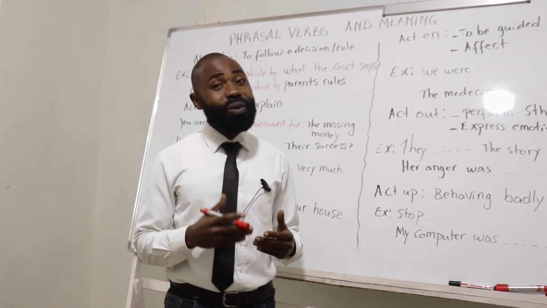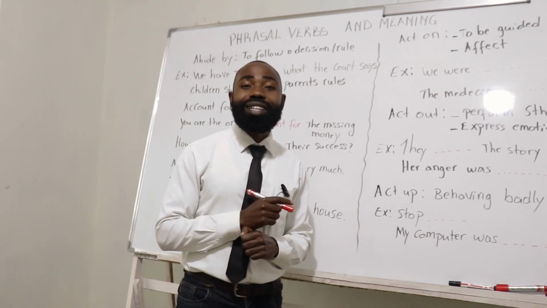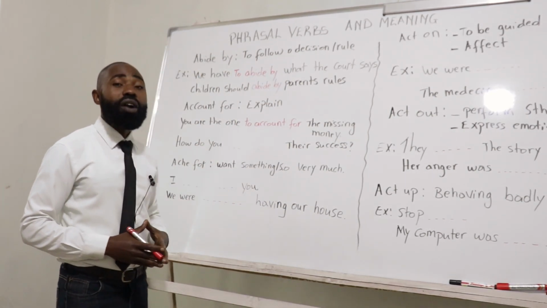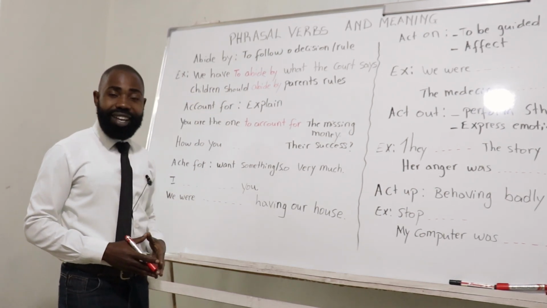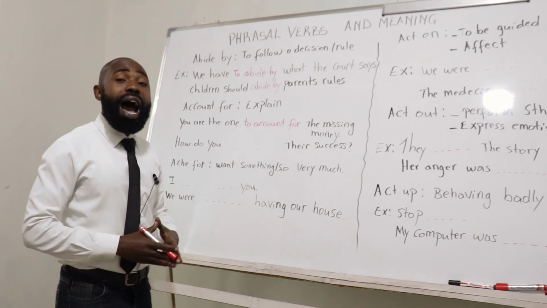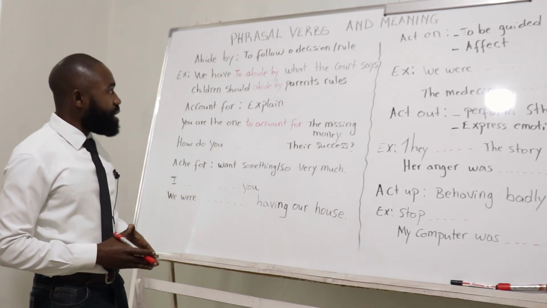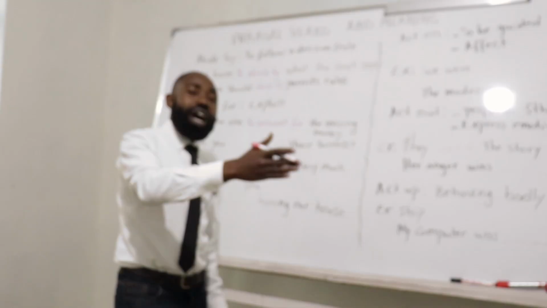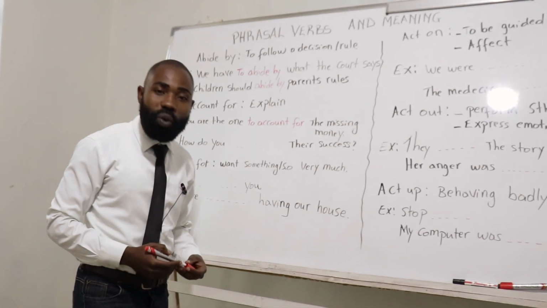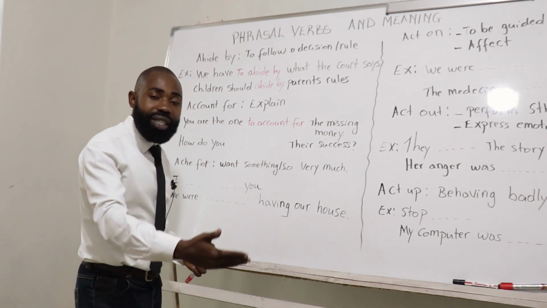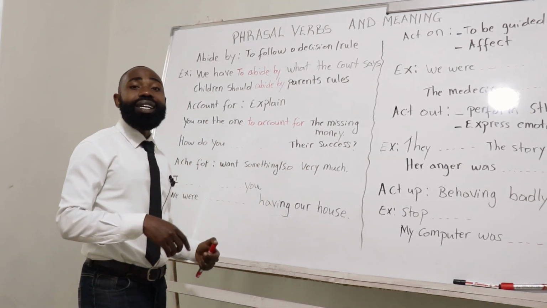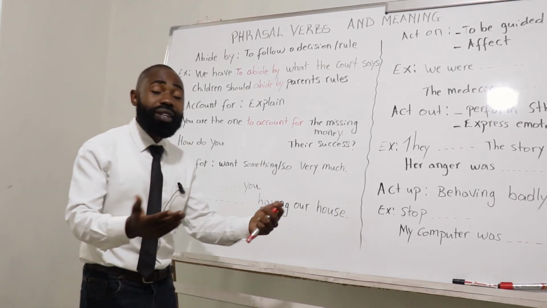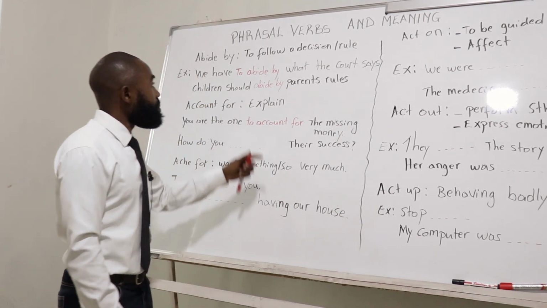Alright? I told you that we came here with a purpose to make sure that you speak better English. My friend, the first phrasal verb we are going to start with is abide by. What is the meaning of abide by? Abide by means to follow a decision or a law. A decision made by someone, or a law given by a person, a company, or something else. We are going to see the example. I believe you are going to understand what abide by means.